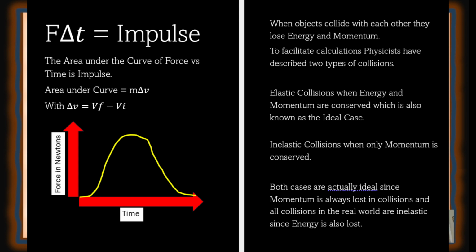The force acts during that time, leading to the change in motion. When objects collide with each other, they lose energy and momentum. That's a fact. To facilitate calculations, physicists have described two types of collision. Elastic collisions, when energy and momentum are conserved, which is also known as an ideal case.